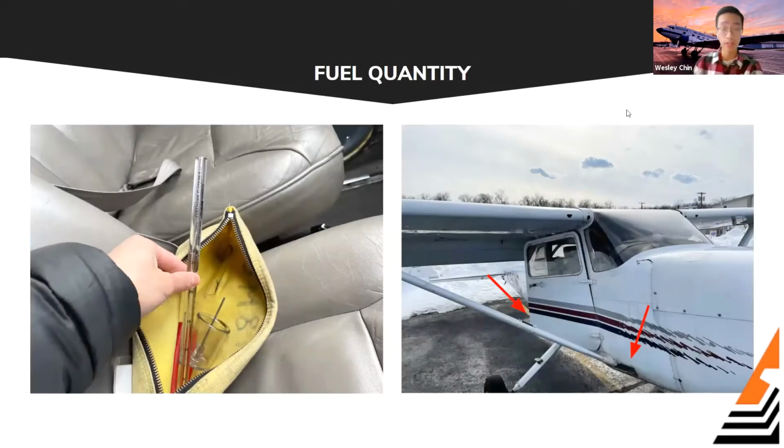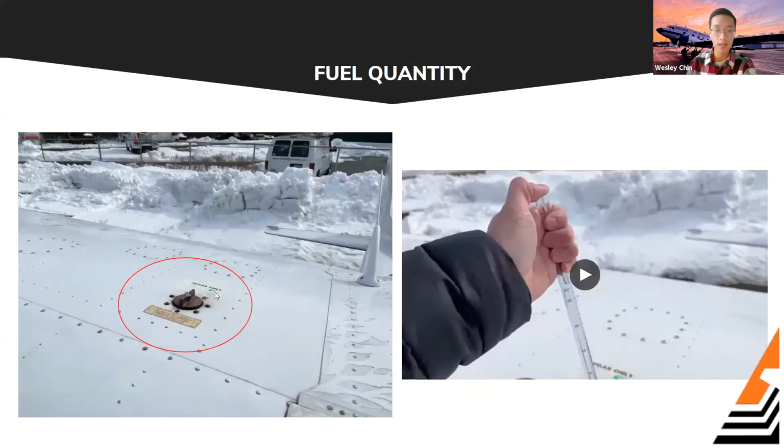You also do want to visually check that fuel quantity. Just like we mentioned earlier, the fuel quantity indicators in the aircraft are not entirely accurate. So we do have that little fuel stick in our bag, so we can hop up onto the wing and verify by opening up the cap. We can stick that into the tank to see how much fuel we have.